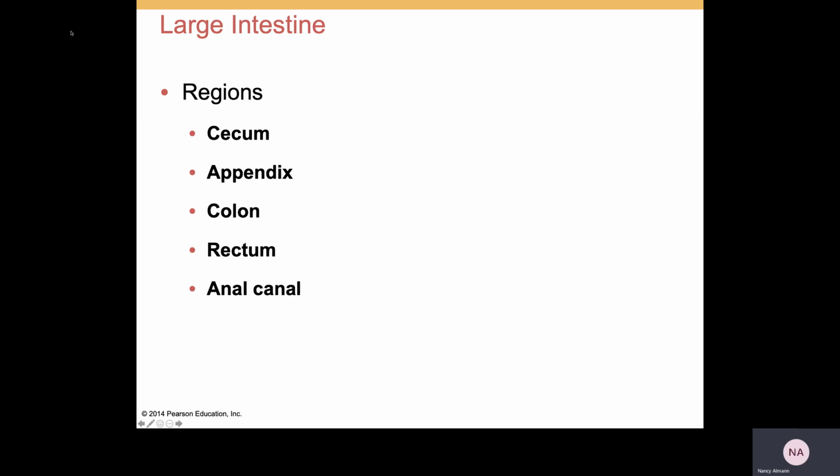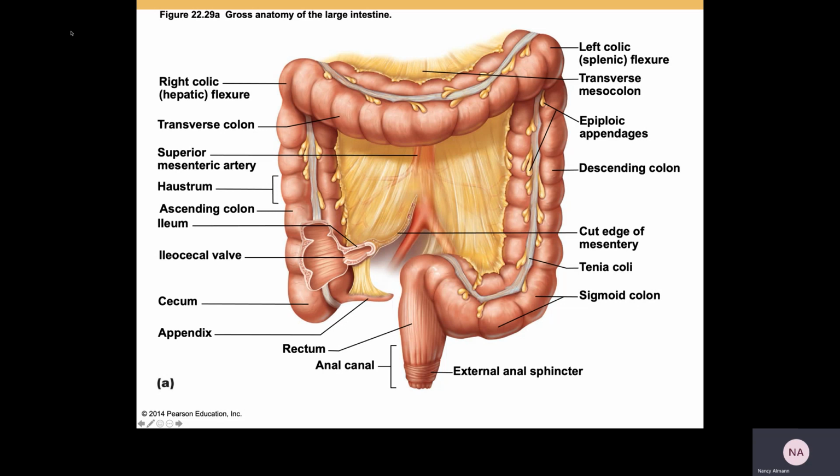In order, the sections of the large intestine are the cecum, with the vermiform appendix hanging off of that, the colon, the rectum, and the anal canal. And the colon will be divided into other sections itself. So let's talk about them.